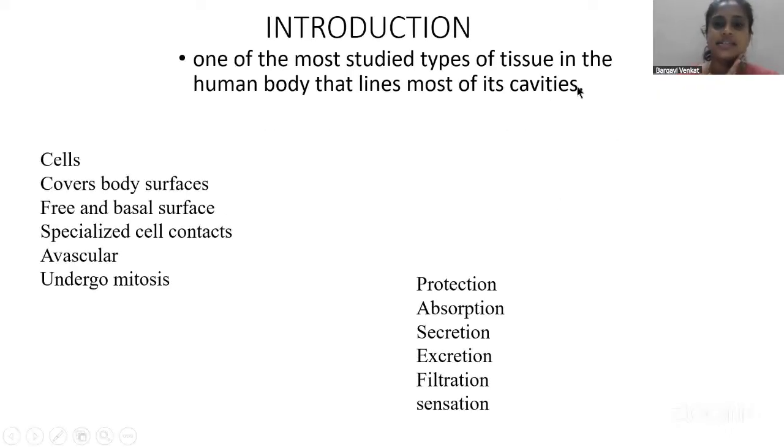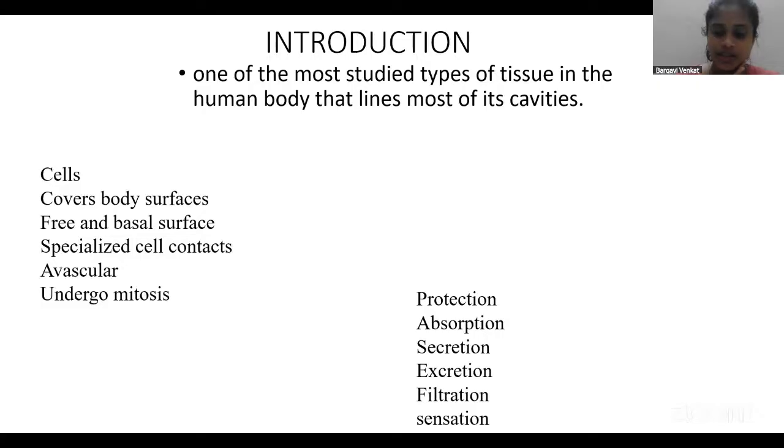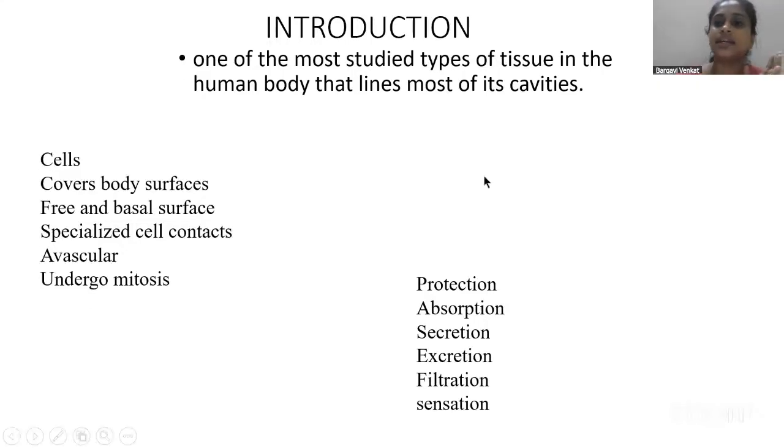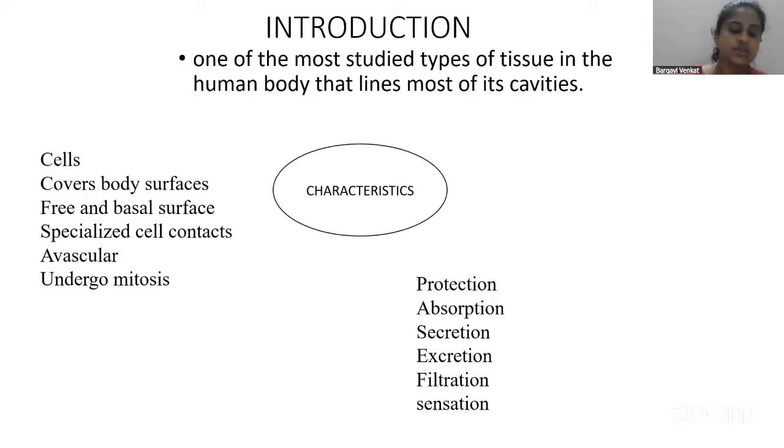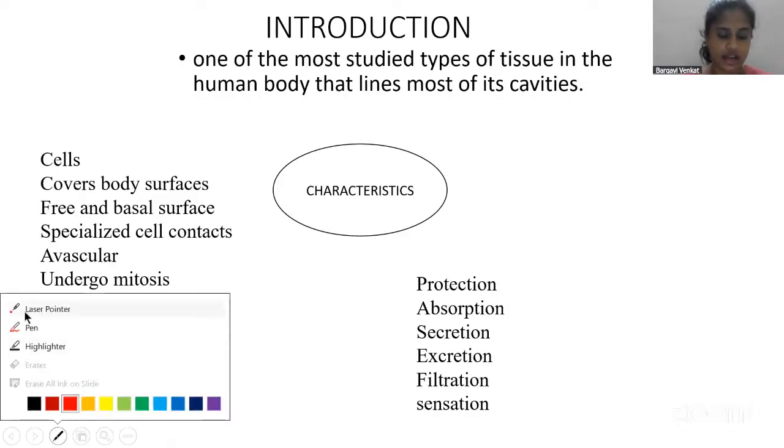As I said in the first slide, epithelial tissues are one of the most studied types of tissue in the human body that line most of its cavities. The epithelia are the first studied and the most studied types of tissue, and it is the first line that you're going to see, followed by connective tissue and other organs. So what are the basic characteristics? What are these epithelial cells? They are basically cells.